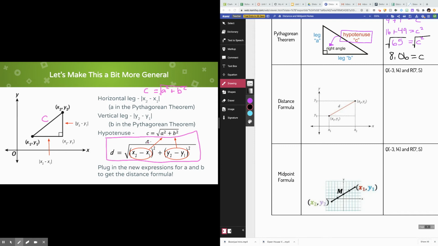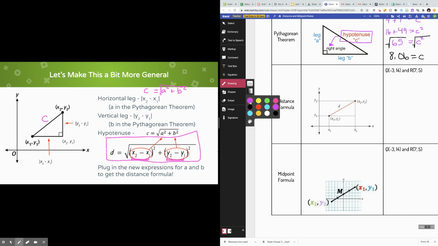Like I said on the last slide, rather than saying this distance right here is a, because I don't know exactly what it is, it's the horizontal change. Instead of b for the vertical leg, because I don't know exactly how long it is, they don't tell us that. They only tell us the coordinate points. Instead of b, we're going to say that's the difference between the two y endpoints.